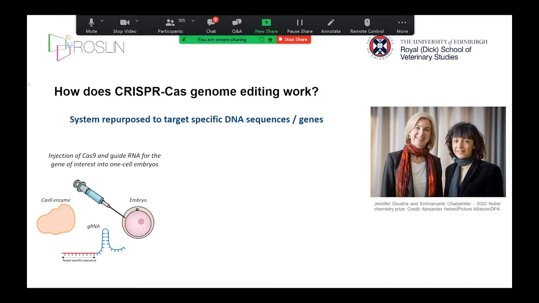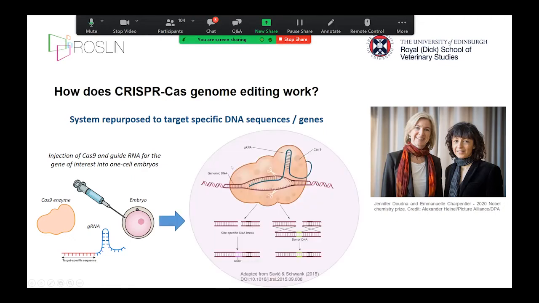Well, when you have a one-cell embryo, when the two gametes, the sperm and egg, merge, you can insert into that embryo the Cas9 enzyme, the protein, and a gRNA with a target-specific sequence that is targeting a gene of interest. Inside that cell, the gRNA, with its target-specific sequence, will bring the Cas9 to the DNA of the cell, and then the Cas9 will produce a cut.